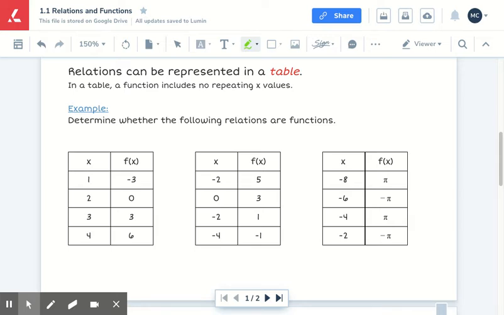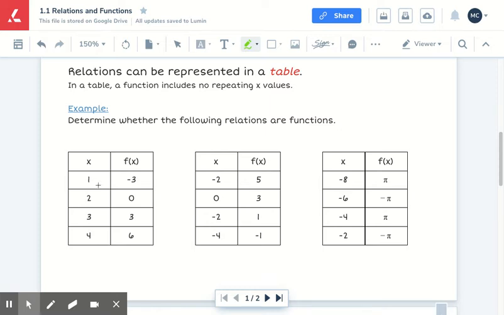Right, another way that you could see a relation presented is in a table. And in a table, a function includes no repeating x values. And so it's kind of the same concept there. Now again, each of the tables that I have on here includes only 4 values, but the table could have many more inputs and outputs. It doesn't have to be 4. It could also have fewer. It could have 2 or 3 or even 1. That would be a really boring table. But anyway. Okay, so to determine whether these relations are functions, I'm going to look for repeating x values.